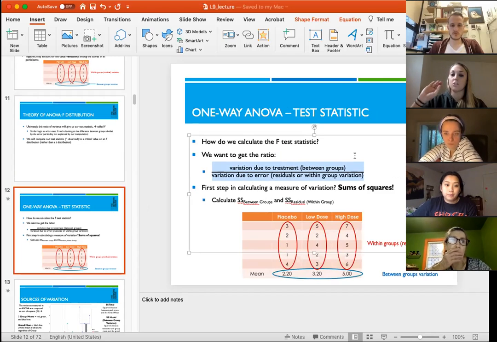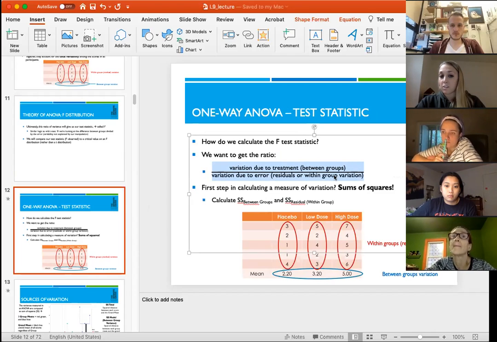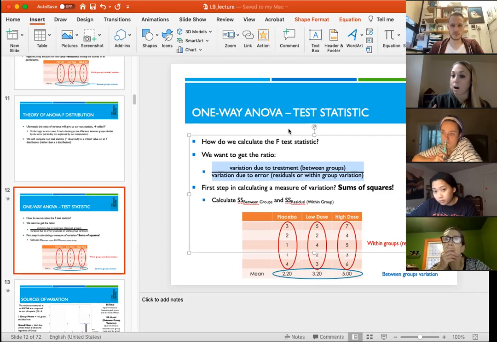You want to mentally separate these things into the variance I can explain and the variance I cannot explain, and we're always looking for this ratio. So the very first thing you're going to do if we want to get this ratio is go back all the way to sums of squares, and essentially getting all of these variances is just calculating sums of squares in slightly different ways. So we're going to follow the sums of squares logic.